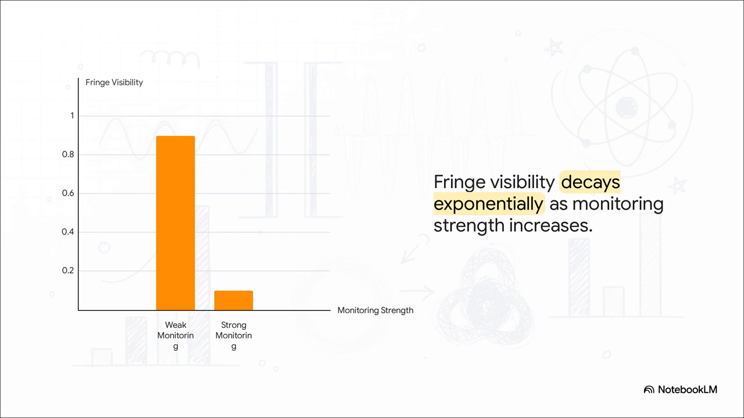This chart basically visualizes that relationship. Fringe visibility is just a fancy way of saying how clear the wave interference pattern is. And as you can see, the more strongly you monitor the slits, which really just means you're hitting it with more photons, the more that pattern gets destroyed. Weak monitoring lets the ring state do its wave thing, while strong monitoring forces an early collapse into a knot and poof, the pattern is gone.